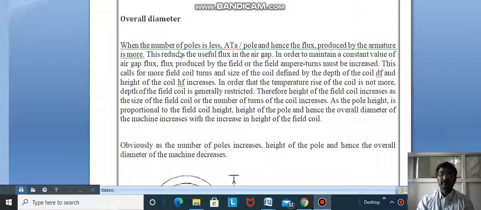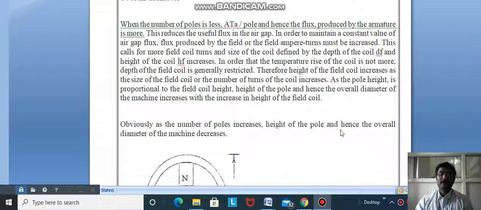Therefore, the height of the field coil increases as the size of the field coil or the number of turns of the coil increases. As the pole height is proportional to the field coil height, the height of the pole and hence the overall diameter of the machine increases with the increase in height of the field coil. Okay, obviously as the number of poles increases, the height of the pole and hence the overall diameter of the machine decreases. If you go for a high number of poles, then the size of the machine will be decreased.